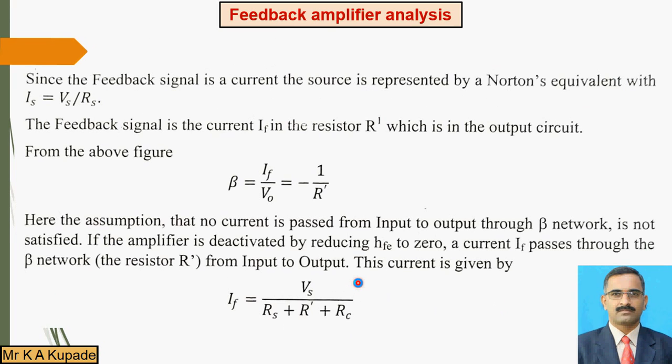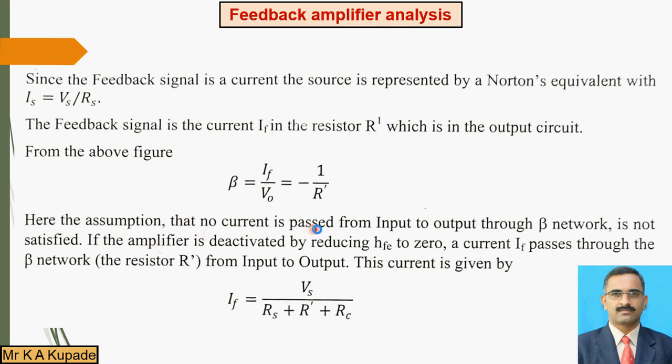Since the feedback signal is the current, the source is represented by Norton's equivalent circuit, and that is IS. From the Norton's equivalent, we get IS equal to VS upon RS. The feedback signal is the current IF in the resistor R dash, which is on the output side. From the above figure, beta is obtained as IF upon V naught, that is equal to minus 1 upon R dash.